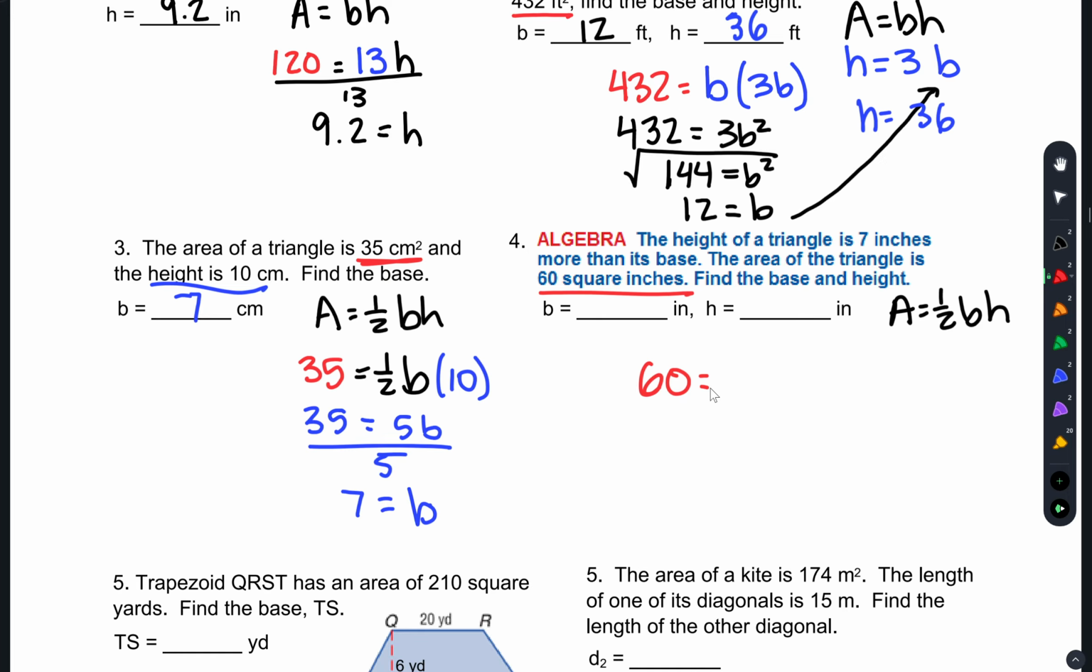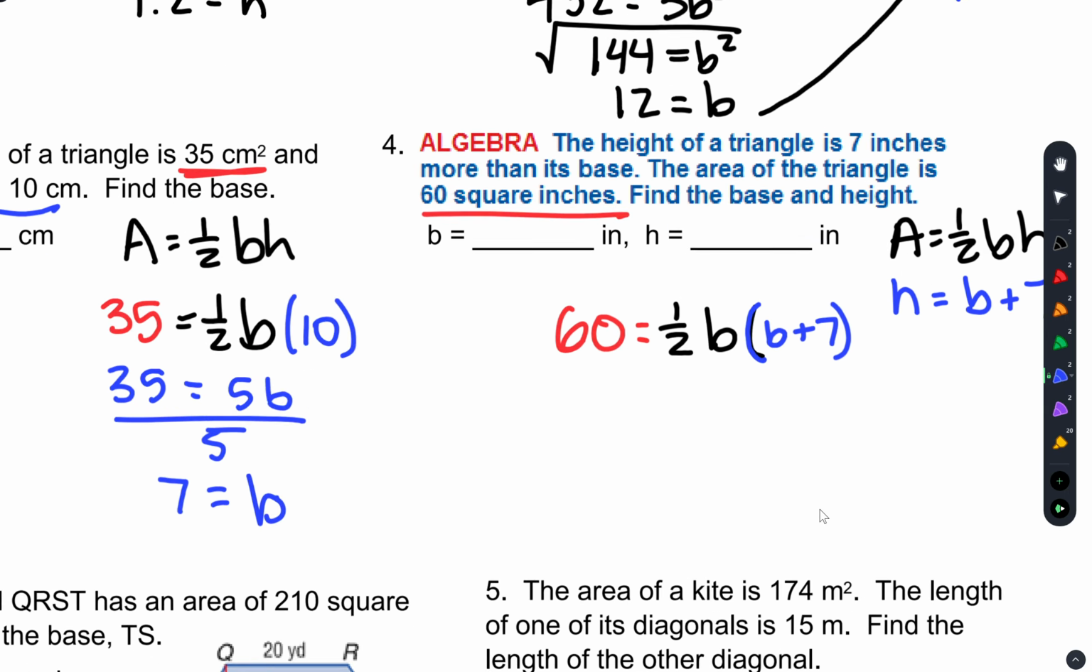How would I say the height, H, is 7 inches more than the base, B, Caitlin? Exactly. The height equals base plus 7. So now I'm going to plug that in for my height. I have this equals 1/2 times my base times height, which is B plus 7. Everybody see where I got those variables from?